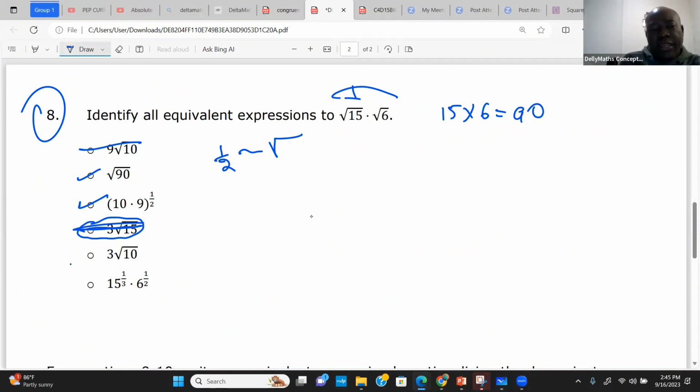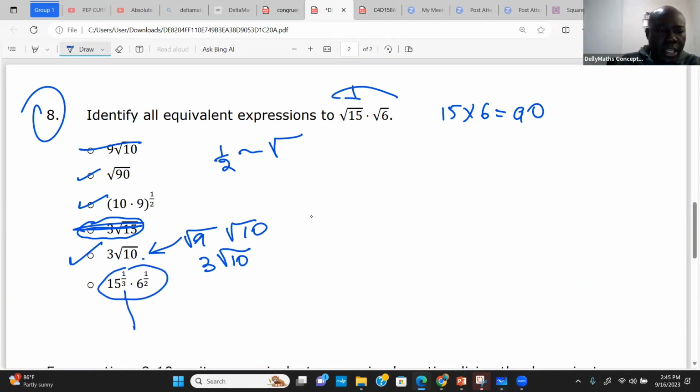Oh, this looks like something that works because this 3 is coming from 9. So we're looking at root 9, root 10. So this is where this is coming from. If I take the square root of 9, I get 3, and then I won't be able to take the square root of 10. So yes, this is a response. This one can't work because this is cubic root and this is square root. So the 3 answers are as follows: 1, 2, 3.